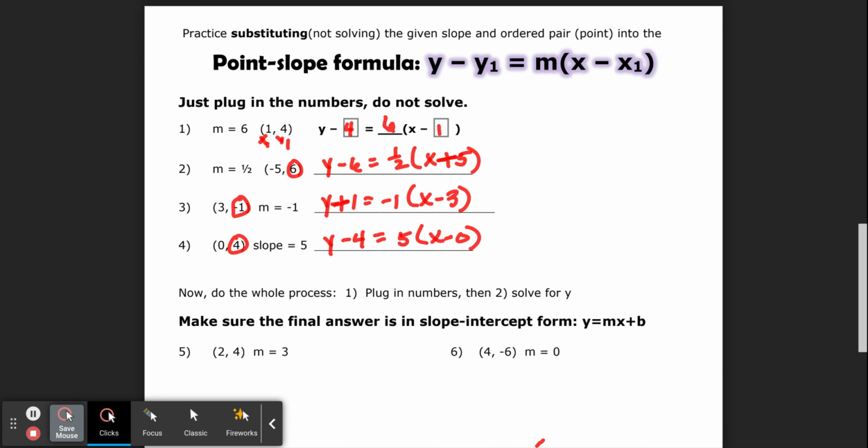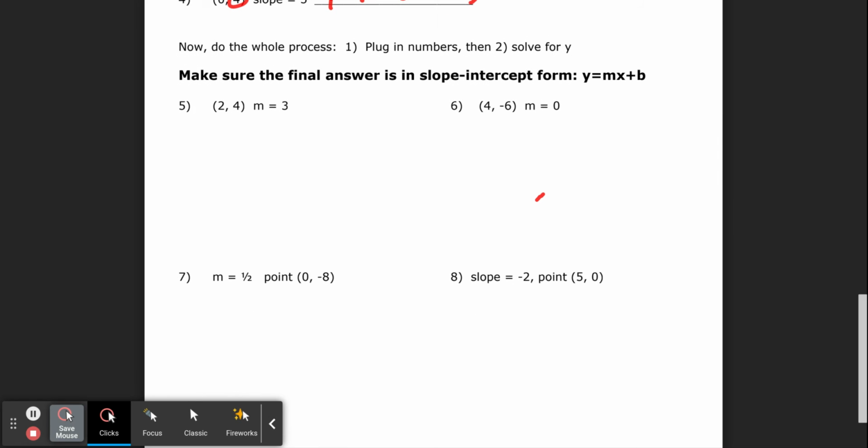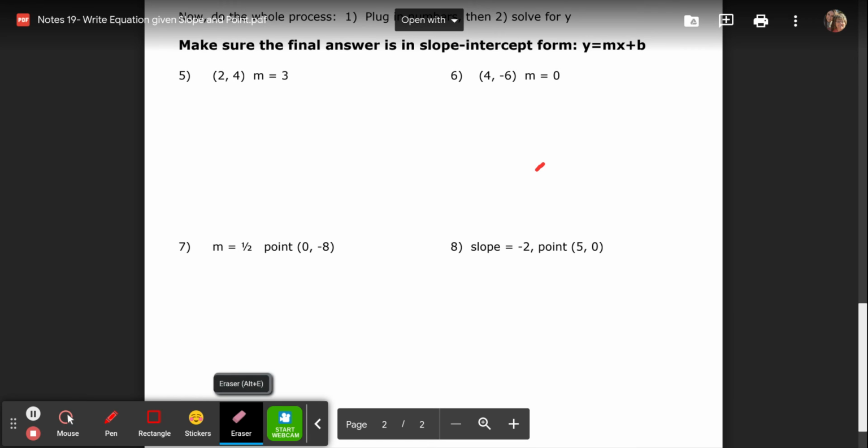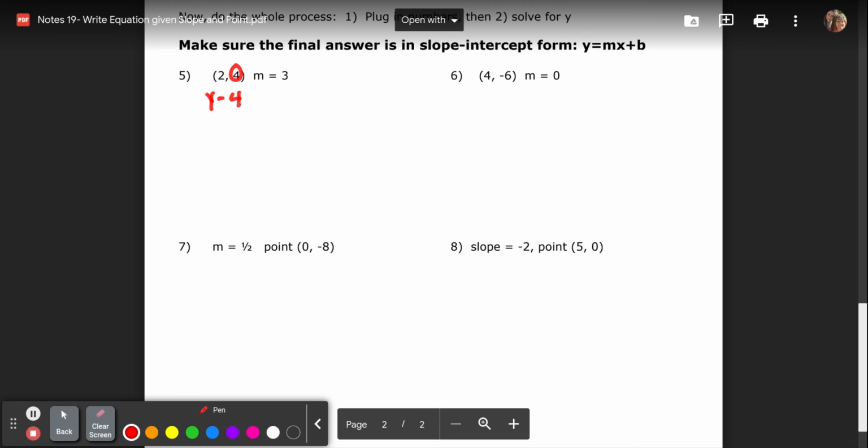All right. So now what we're going to do is we're going to do the whole process. So plug the numbers in, then solve for y. Make sure the final answer is in slope-intercept form of y is equal to mx plus b. Let me erase this stray mark right here. All right, so circle the second number. So this will be y minus 4 equals 3 times the quantity x minus 2. So y minus 4, distribute 3x minus 6, add 4 to both sides. So y is equal to 3x minus 2.